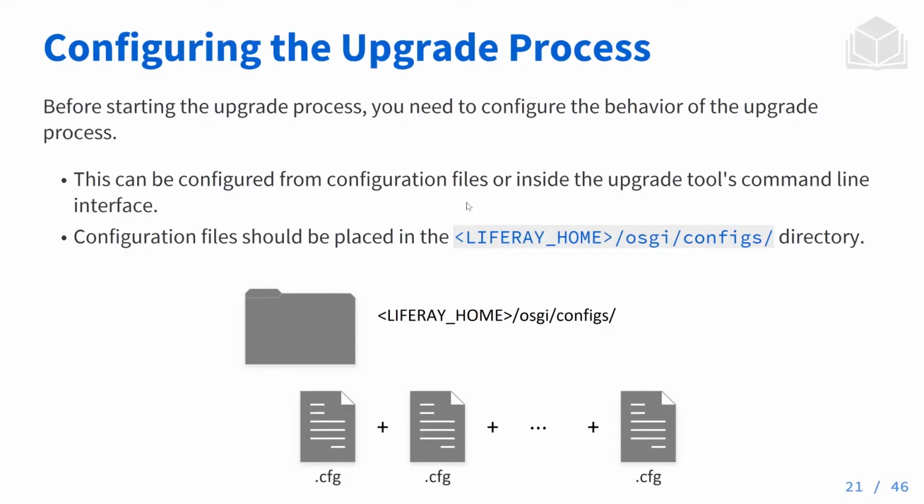Before we go full steam ahead with the upgrade, we may want to do a little bit of configuration behind the scenes so that we have control over the upgrade tool. So we have 2 different places in which we can configure the upgrade tool. We can either use the command line that is launched as we run the upgrade tool, or we can use configuration files. If you do use config files, as we call them, you're just going to want to make sure you put them in the OSGi configs folder or directory so that your configuration gets picked up.